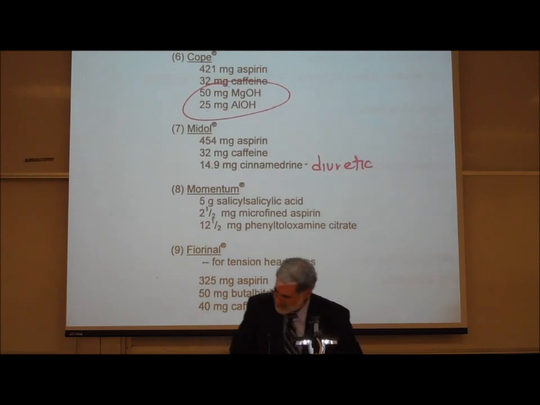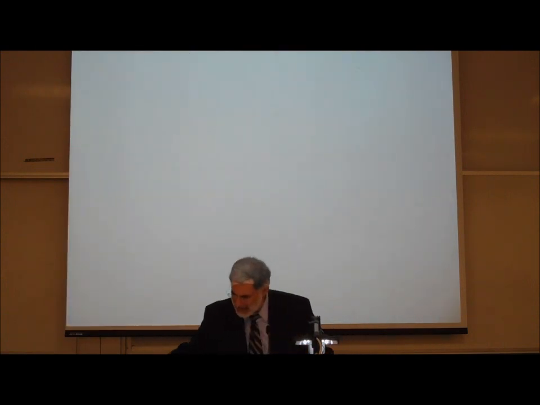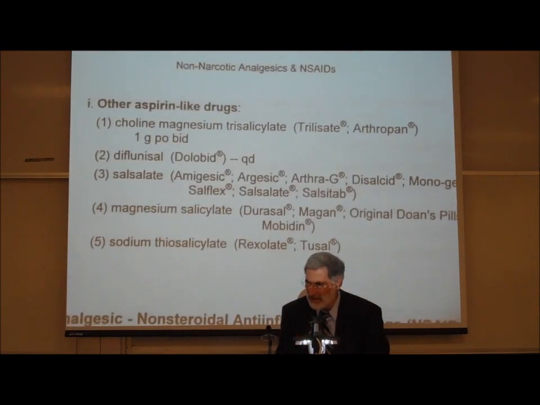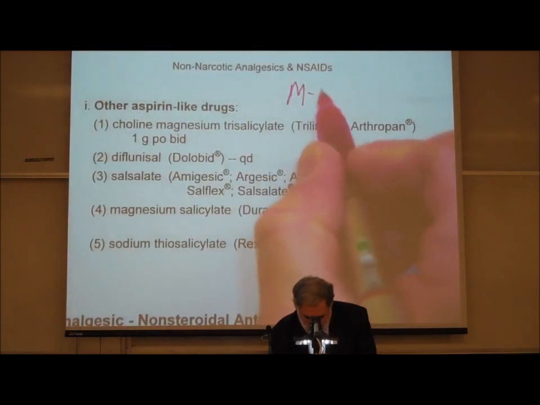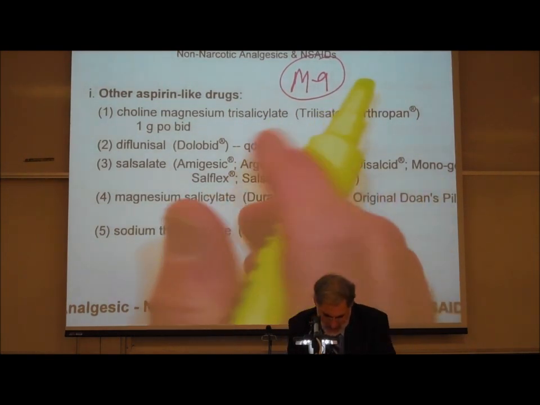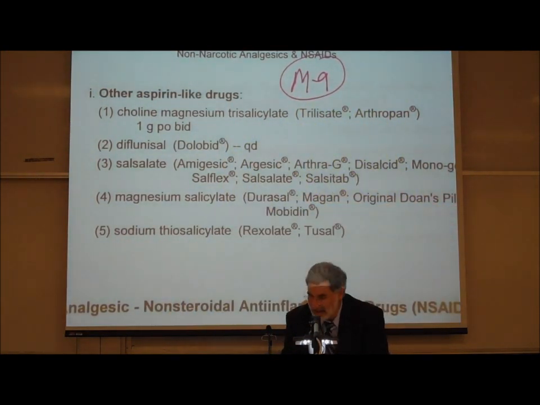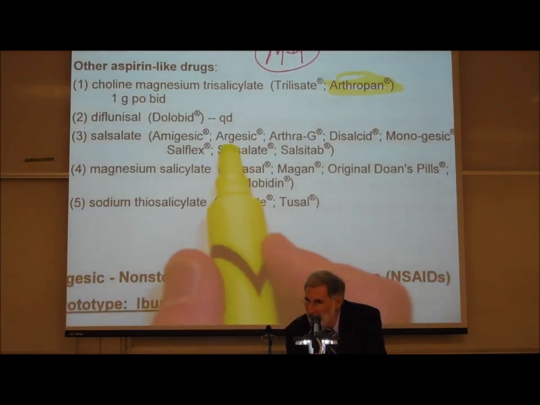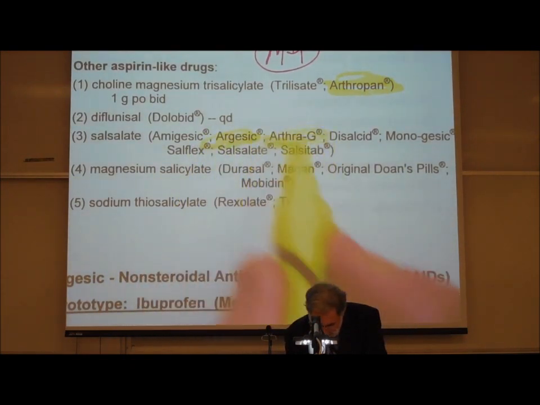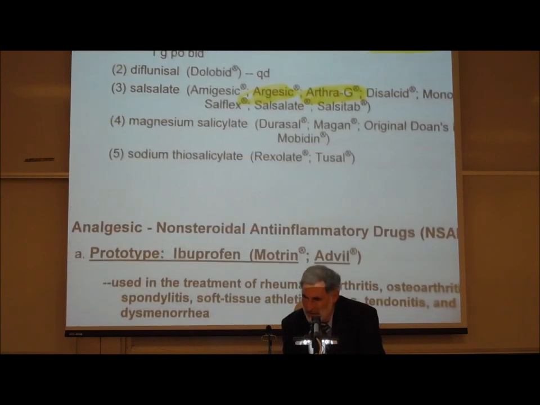On page M9, there are a whole bunch of other aspirin-like drugs that are primarily used for arthritis. They include, and you can even see from their brand names, choline magnesium trisalicylate, which kind of sounds like acetylsalicylate. It goes under the brand names Arthropan, Arthro, like for the treatment of arthritis, and Analgesic, and Arthra-G. So you can see a lot of these are used for arthritis. There are a whole bunch of them.